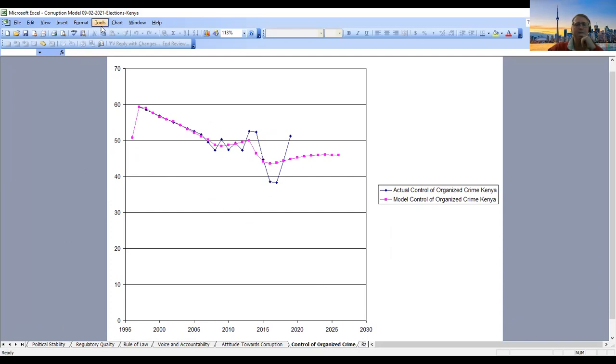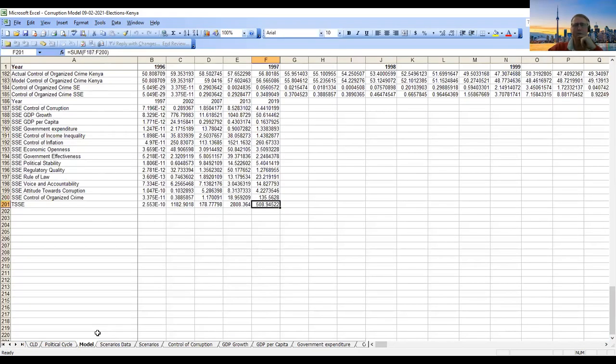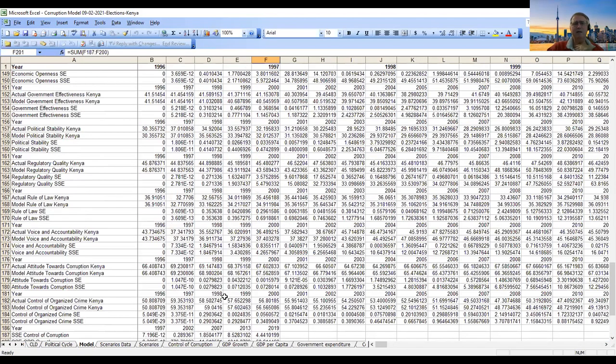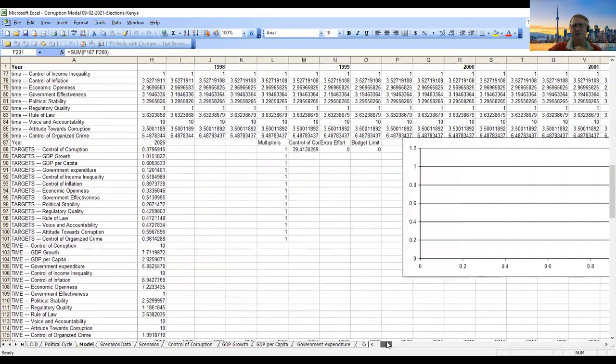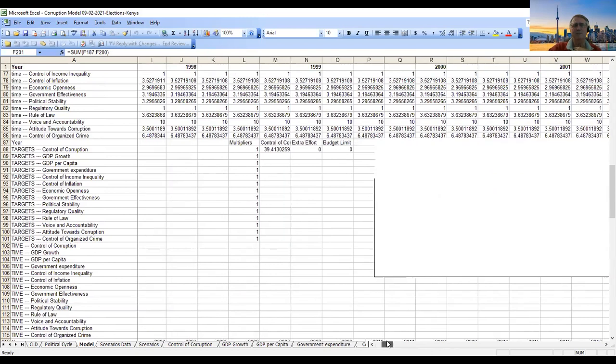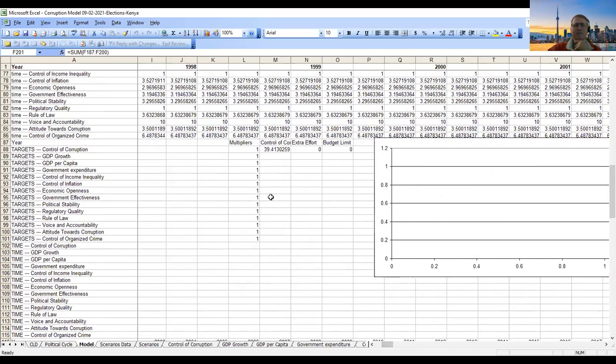So now we can go back to our model, and we can say, we have an idea what the future might hold for Kenya. And the question is, could we develop policies to improve the control of corruption? So we have this idea of multipliers where the multiplier 1 stands for the current status quo.